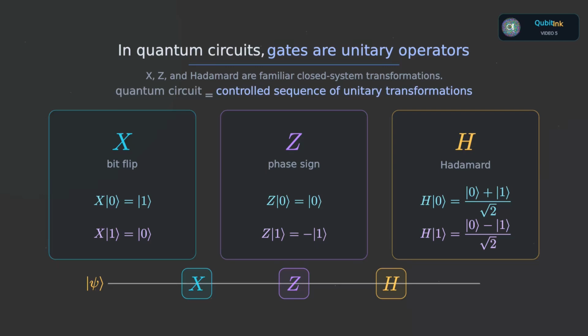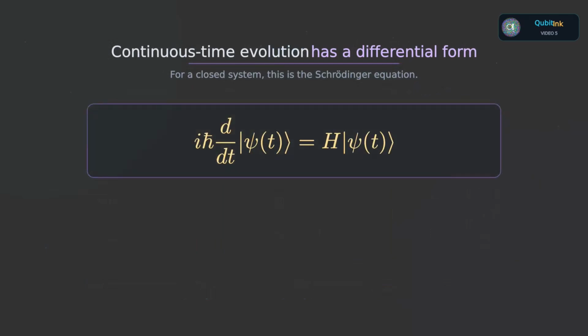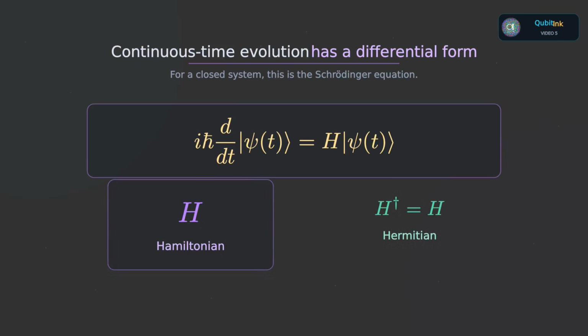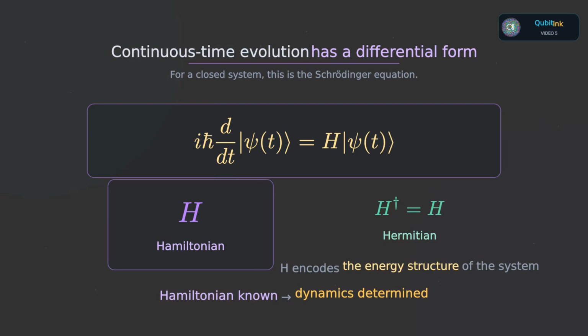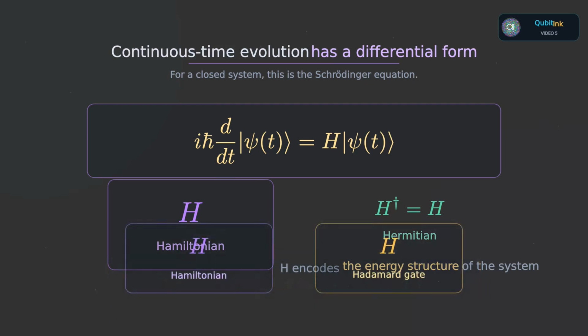But the unitary picture also has a continuous time version. For a closed system, the differential law of motion is the Schrödinger equation. The object that generates this continuous evolution is the Hamiltonian. The Hamiltonian is Hermitian. Physically, it encodes the energy structure of the system, and once the Hamiltonian is known, the dynamics are determined in principle. One small notation warning before the alphabet gets us into trouble: here H means the Hamiltonian, not the Hadamard gate. Same letter, very different job.